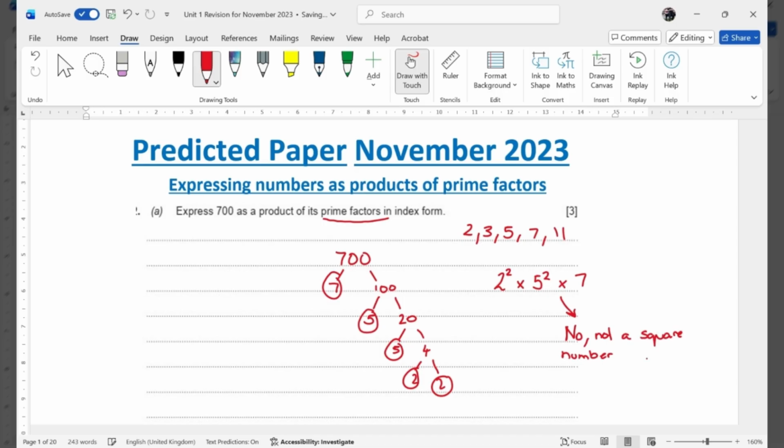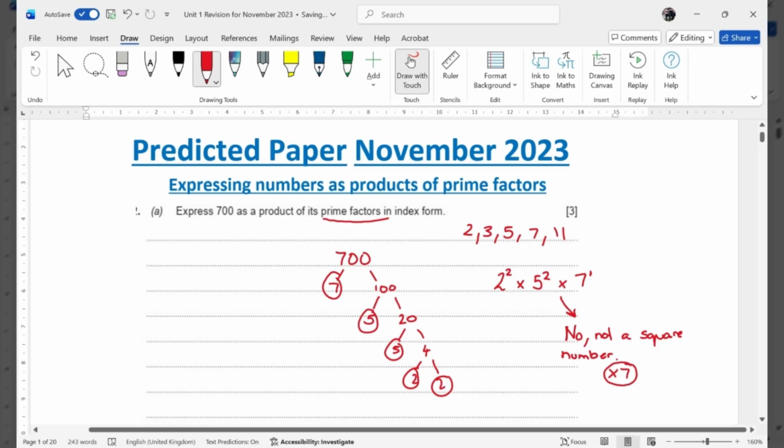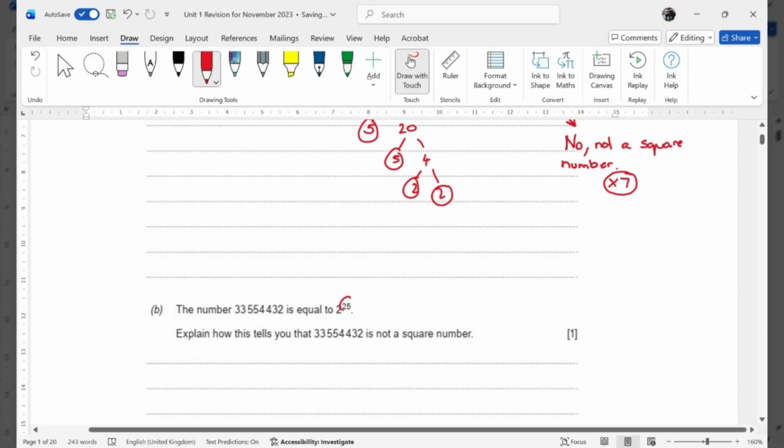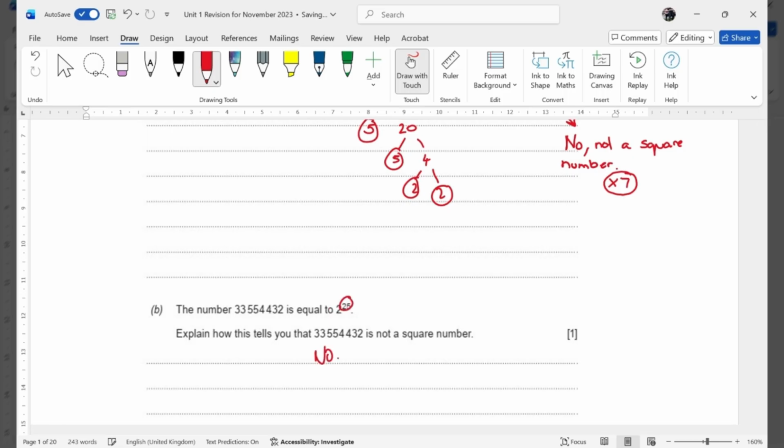The reason it's not a square number is because we've got 2 squared, we've got 5 squared, even numbers here and here, but we've only got 1 7, okay? So to make it a square number, it would need another 7 in the answer. So we'd have to times the 700 by another 7 to make it a square number. And on that note, is this a square number? No, it's not a square number because it has an odd index. If it was 2^4 or 2^6, it would be a square number.